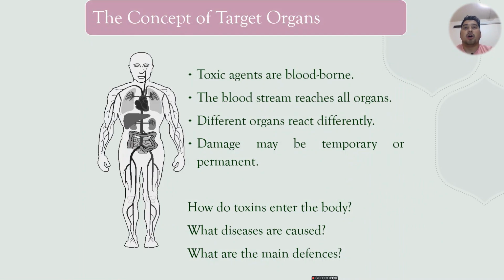The concept of target organs: toxic agents are blood-borne. The bloodstream reaches all organs, because blood will go to all of our body. Different organs react differently. Damage may be temporary or permanent. How do toxins enter the body? What diseases are caused? And what are the main defenses? So these things we will learn.